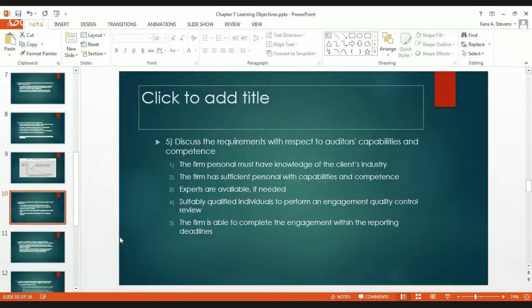So a lot of times you'll see firms specialize in specific industries because they become very knowledgeable about that particular industry. Number 2, the firm has sufficient personnel, right? You need the amount of people to get the job done. You could hire an expert if you feel that would help get through the audit. Again, qualified individuals to perform quality reviews. And the firm must meet the deadline.